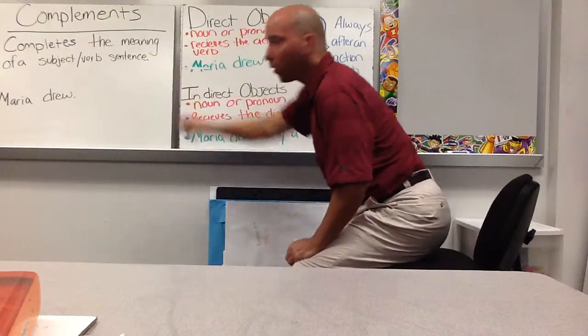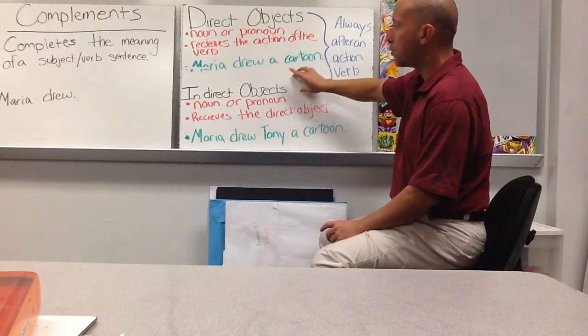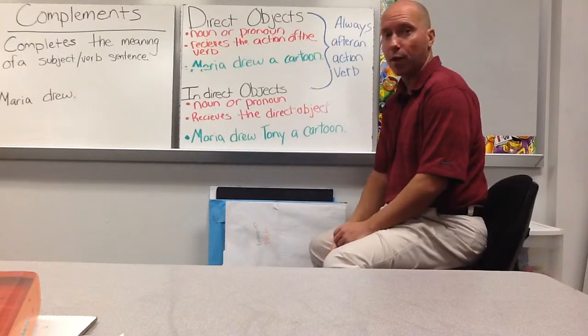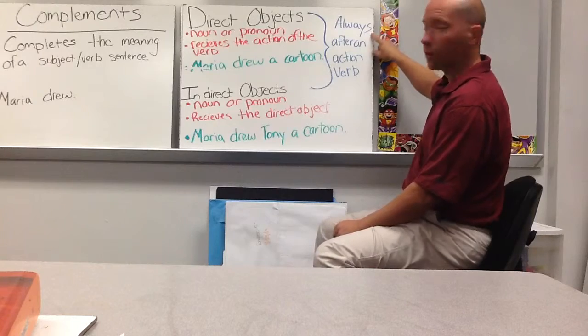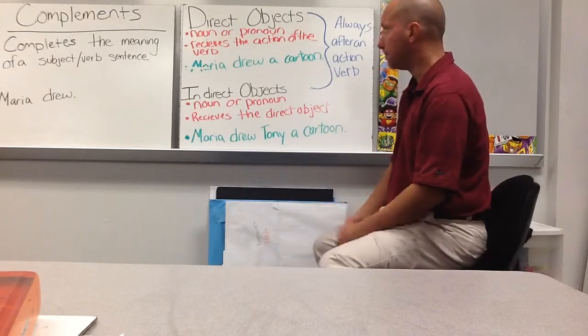There are four types of complements. The first types you may have heard of before, a direct object and an indirect object. Now these two types of complements will always come after an action verb, and the next two types of complements will always come after a linking verb.